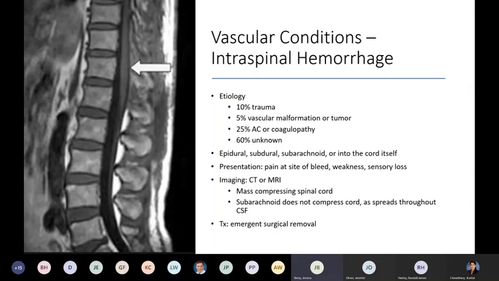Typically, the patients will present with pain at the site of the bleed, so back or neck pain, and then weakness and sensory loss to varying degrees depending on the degree of compression and the size of the hematoma. Imaging can be evaluated with CT or MRI, and typically will be seen as a mass compressing the spinal cord. A subarachnoid hemorrhage will not compress the cord, as the blood will spread throughout the CSF, and the treatment is really emergent surgical removal of the hematoma.